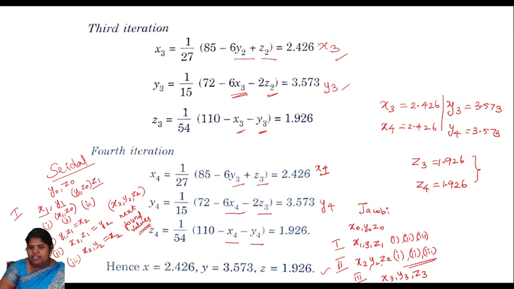But the Gauss-Seidel method is the easier method. Easier means we can obtain the final answer in few iterations itself. In iteration 5 or iteration 4, we can obtain the final answer compared to the Jacobi method.